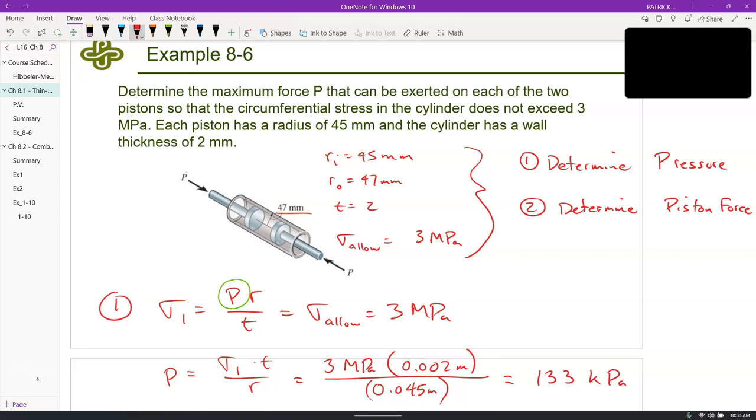So why did we choose sigma 1? Yeah, it's going to fail first because the equation for sigma 2, PR over 2T, is always going to be smaller. And so if you were to solve for this one, the pressure you would get here would be 266. But you're never going to reach that 266 because as soon as you reach 133, the cylinder is going to fail in hoop stress.